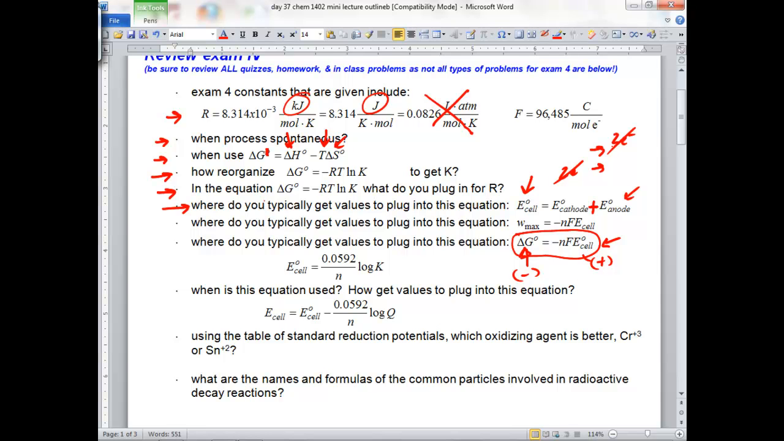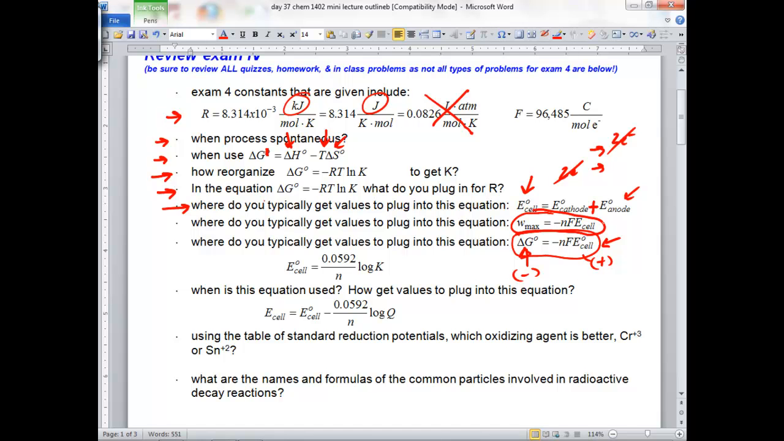Okay, let's jump back up to W max. Is that the same little n, Pablo? Yeah, number of electrons that cancel. Same F, E cell, yeah, you know how to calculate it now. You know one way, E cathode plus E anode. What do you call W max? Maximum work is what you're supposed to call it. That's what the exams are going to be calling W max, maximum work.